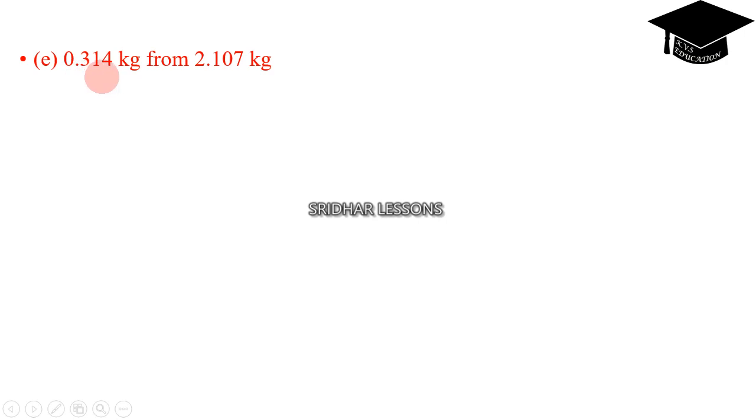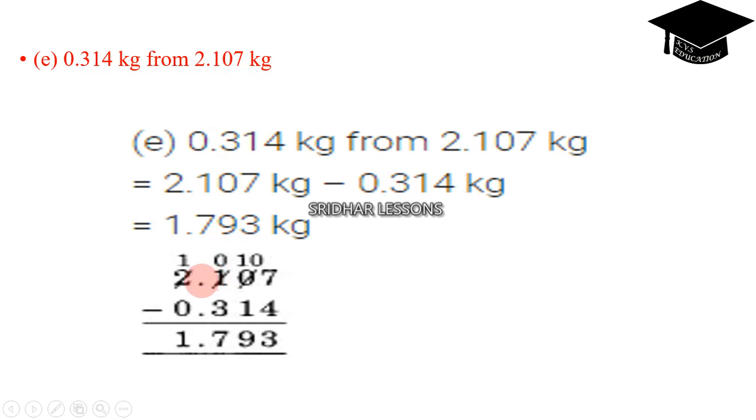Next, 0.314 kg from 2.107 kg. Take this one, 2.107 minus 0.314. 7 minus 4 is 3. 10 minus 1 is 9, where we have taken 10 as borrow. Here 10 again we have taken as borrow. 10 minus 3 is 7. And 2 minus 0 is 1. So the resultant value is 1.793.